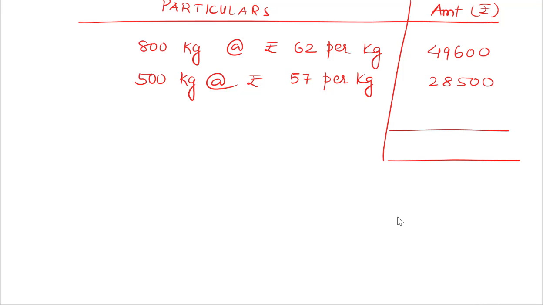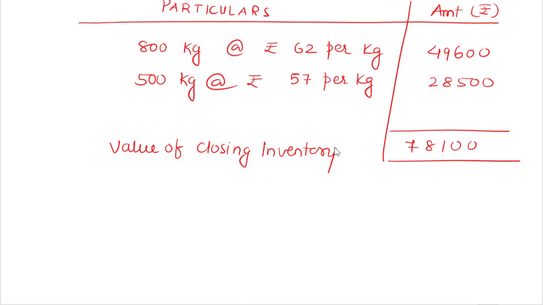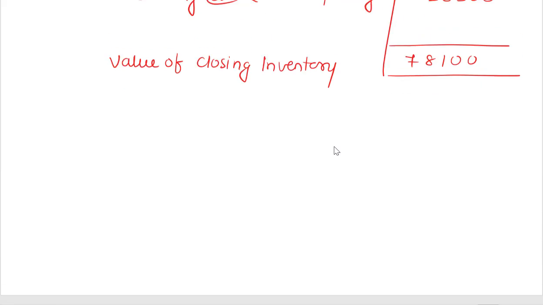49,600 plus 28,500 equals 78,100, and this would be the value of closing inventory as per LIFO method, as we have mentioned here.